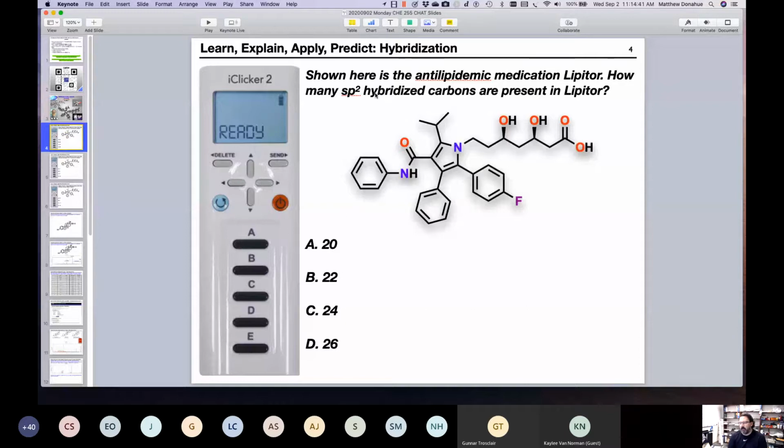So I'm inclined to say the best answer is 24. So where do we see them? This benzene ring has 6. This benzene ring has another 6, so that's 12. A third benzene ring, so that's 18, 19, 20, 21, 22, 23, and 24.